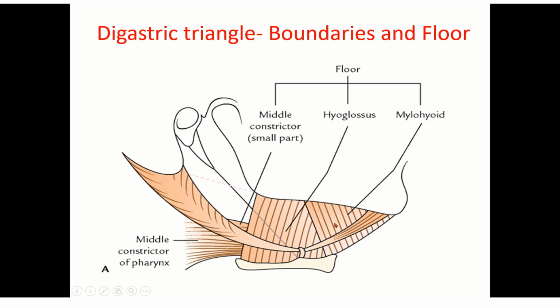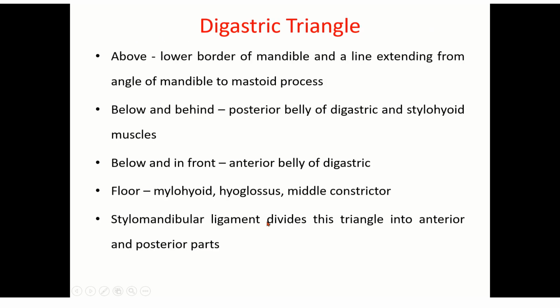From anterior to posterior, you can see the mylohyoid, hyoglossus, and the middle constrictor. And you can also see the integral arrangement. If you go from anterior to posterior, the more posterior we go, the layers become deeper. That means the mylohyoid is superficial to hyoglossus, and hyoglossus is superficial to middle constrictor. So one is overlapping the other. So now let us see the boundaries.